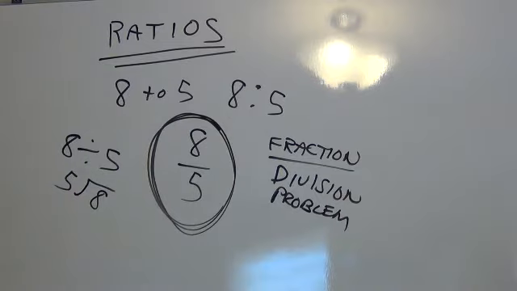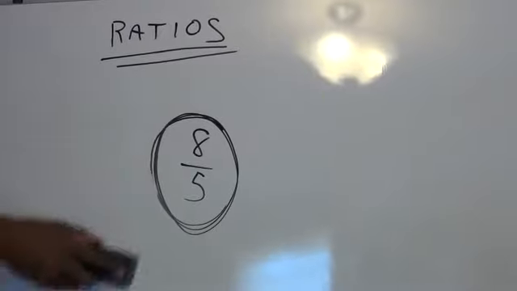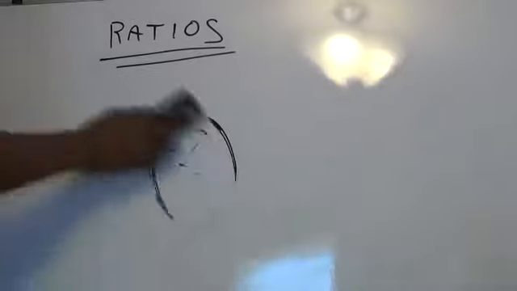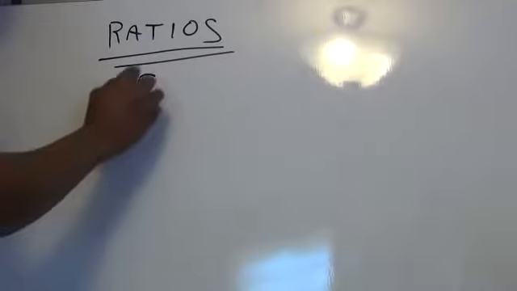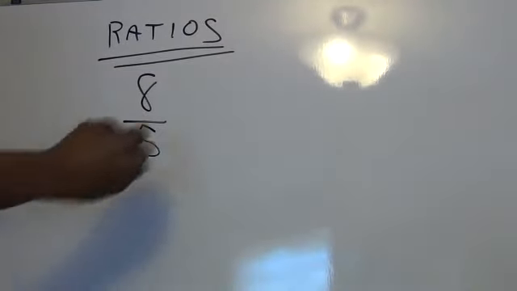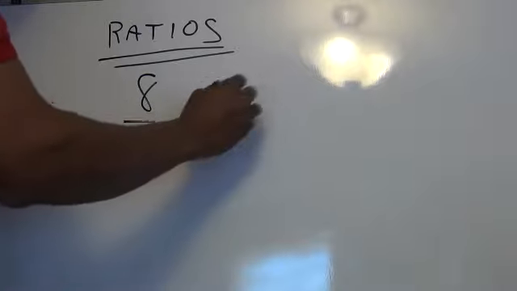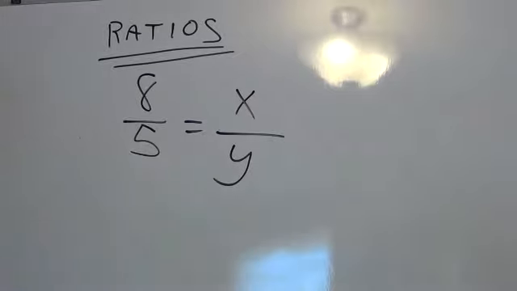So if we want to know what the numbers are, we have to think about the ratio that they gave us. The ratio that they gave us is 8 to 5. And they're asking us to find out what the 2 numbers are that we're missing. The first number that we don't know, we have to assign a variable. And the second number that we don't know, we have to assign a variable.